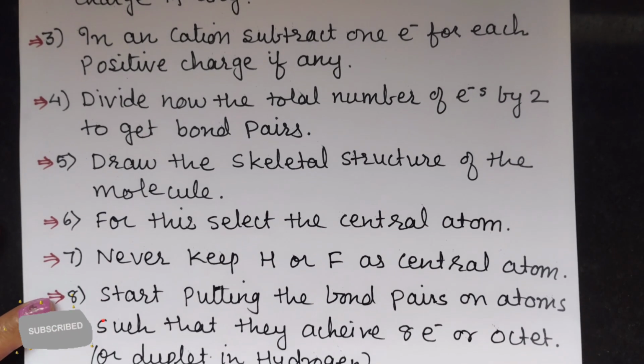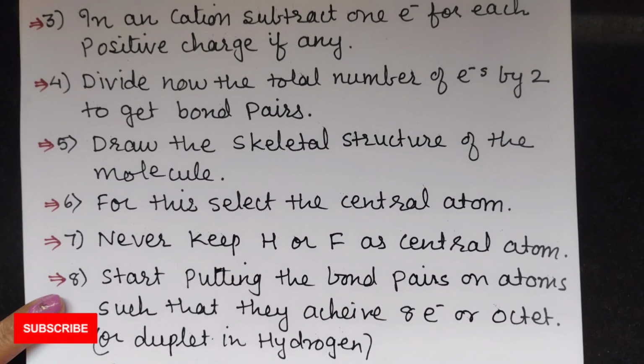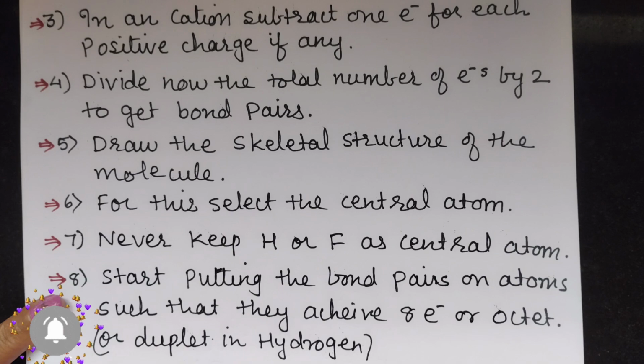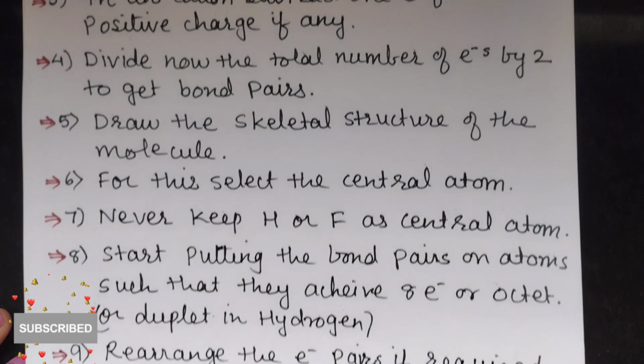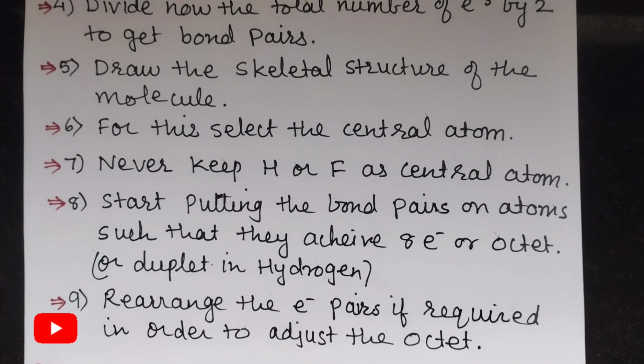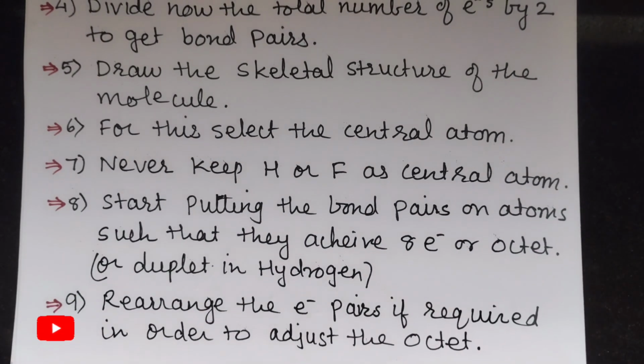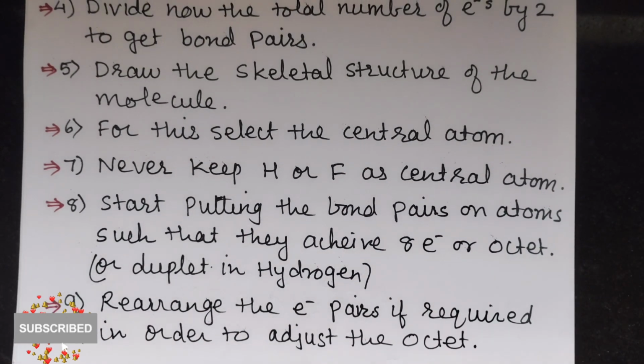Now start putting the bond pairs on atoms such that they are adjusted to 8 electrons, that is achieving the octet, or achieving a duplet, which is seen only in case of hydrogen. Now rearrange the electron pairs in such a way that the atoms try to adjust to the stability of octet. Taking into consideration all the rules, let's try this on some of the molecules.